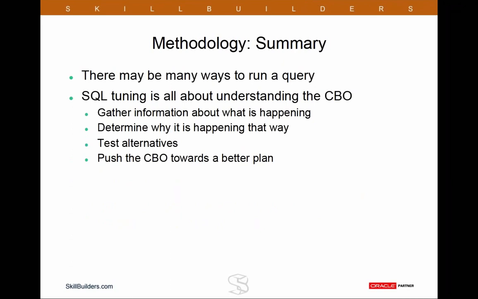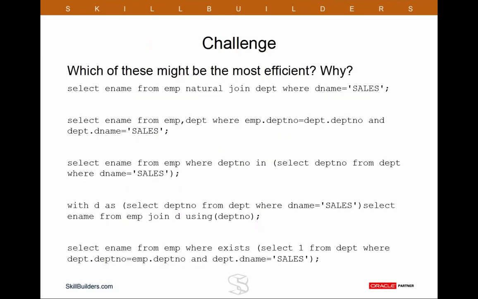Okay, so we know there are going to be many ways to run a query, typically for complex queries. And we now know that SQL tuning is all about understanding the optimizer, the cost-based optimizer. Gathering information about what's happening, why it's happening that way, testing alternatives, and then pushing the optimizer towards a better execution plan. I want you to look at these queries. Tell me which one of these might be the most efficient. I will tell you that these queries all produce the same result set.